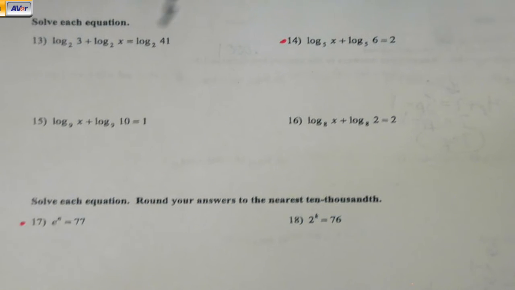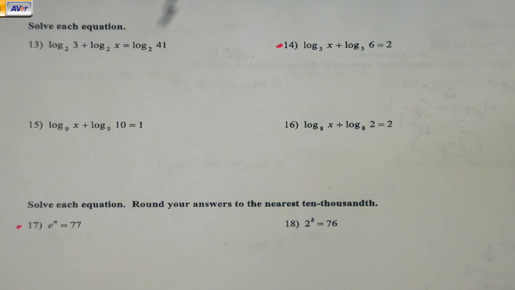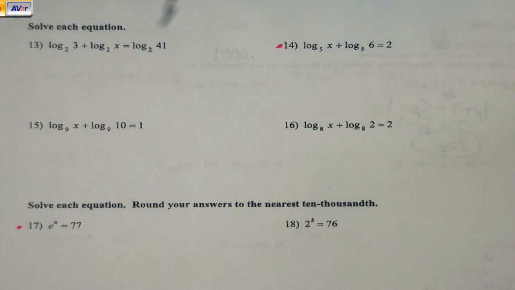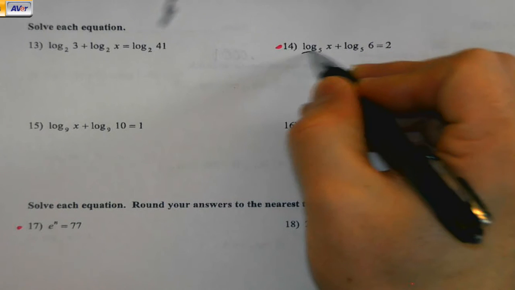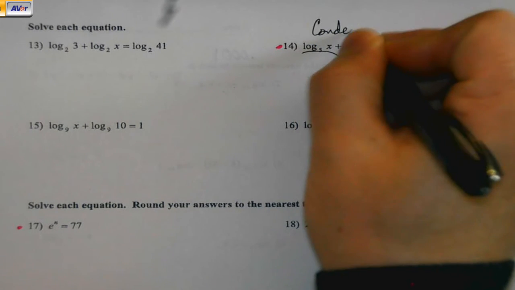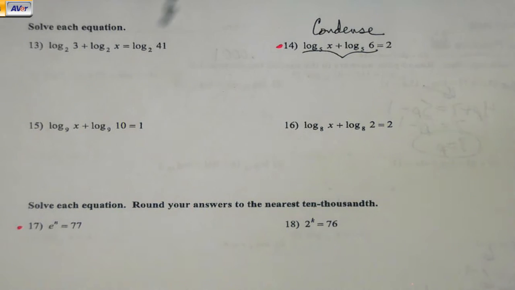Now, when I get to the back, my situation gets to be a little different. Now I've got multiple logs on one side. They're still the same base, which is important. But when I see something like this occur, I've got to condense that first. I can only have one log on each side of an equation. So we're going to have to smash these two logs together into one.